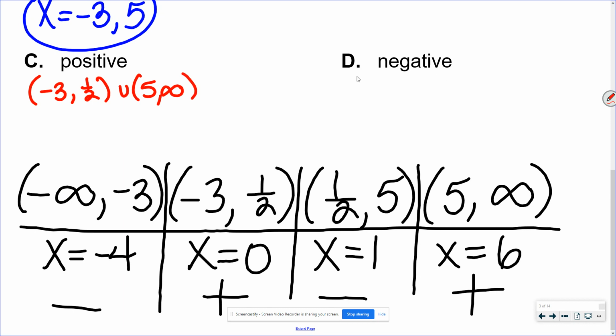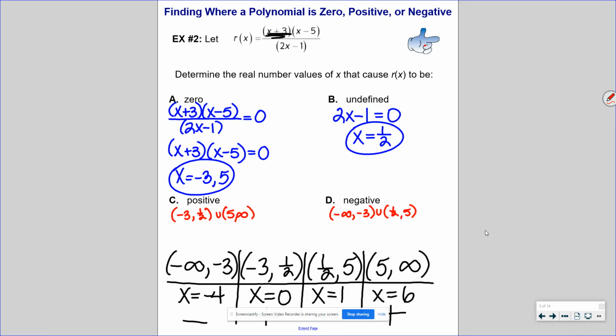And then D, the one, let's see, -infinity to -3, and then also from 1/2 to 5. So you can take a closer look at that when you are finished with this video. It'll be in the PDF of the notes.